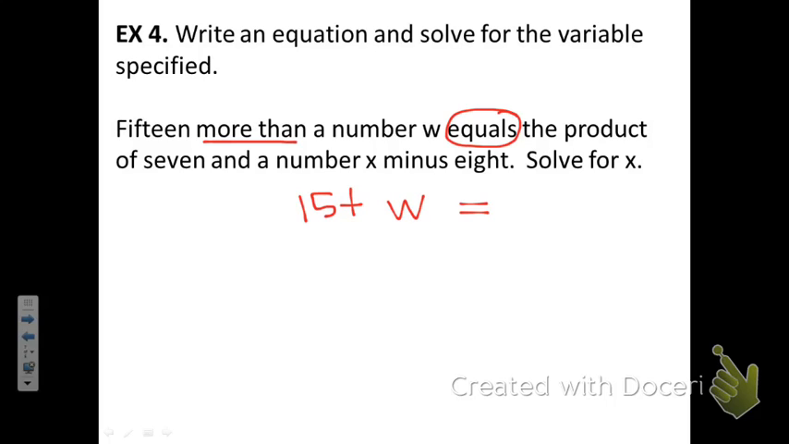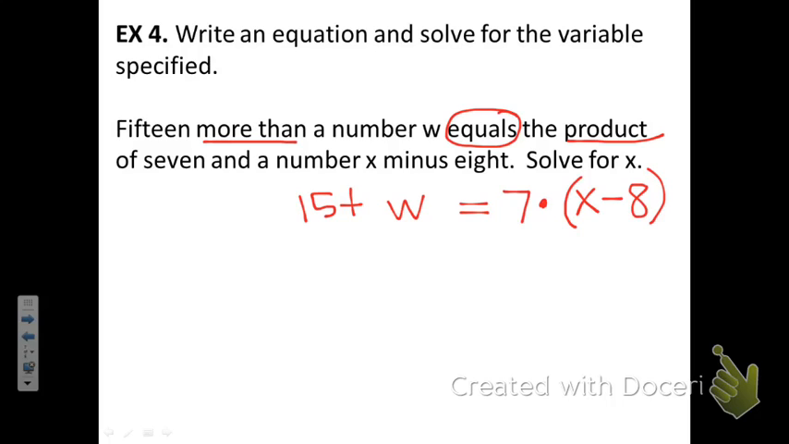Equals is the product. Product is a key word. It means we're going to multiply. It says we're going to multiply 7 and a number minus 8. Now because this says a number minus 8, I'm going to put, a number x, in parentheses. Okay, so here we're going to solve for x.